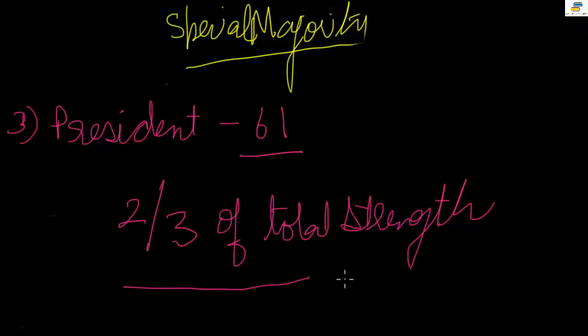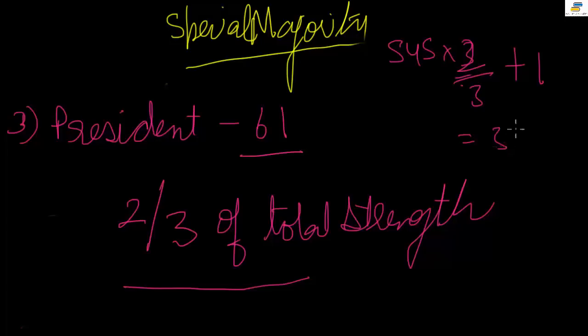So to remove president of India in Lok Sabha, what kind of majority you will need? You will need 545 into 2 by 3 plus 1. So this will be approximately 364 plus. And similarly in Rajya Sabha, you'll end up having 164 plus. So this is how the special majority operates in case of the president. We'll talk about it in more detail when we talk about the president of India also.